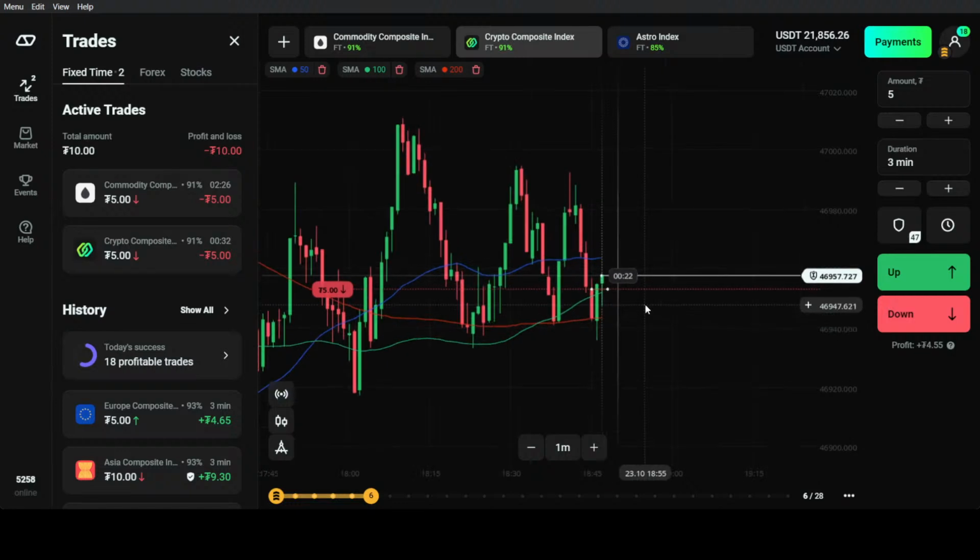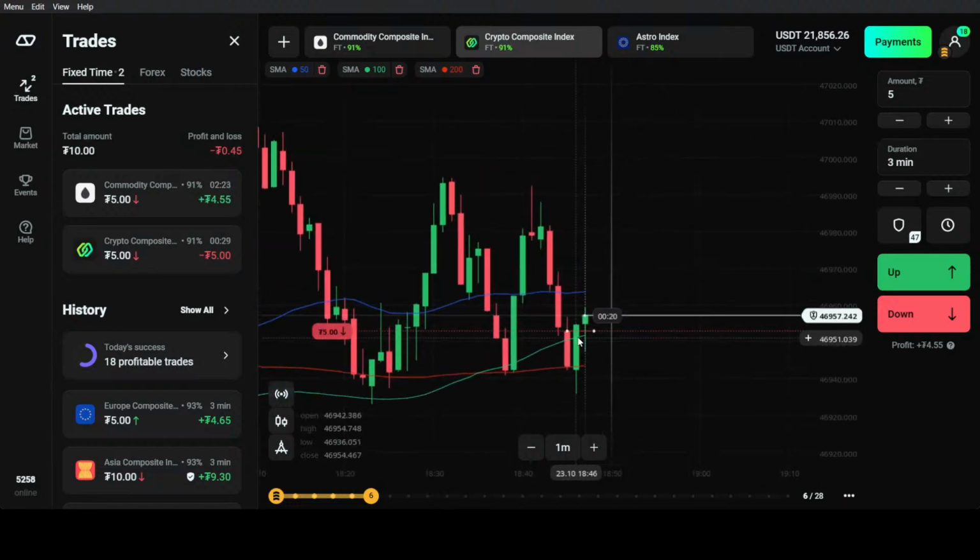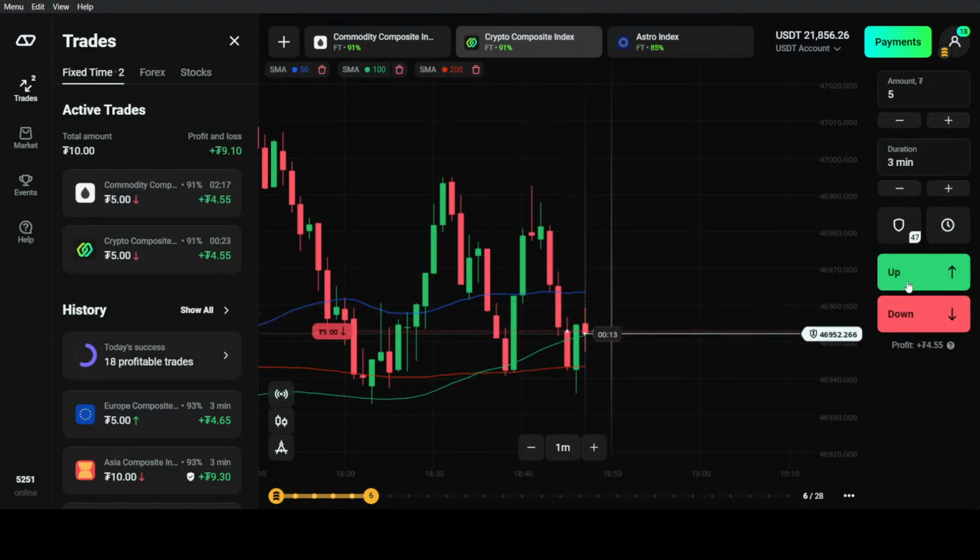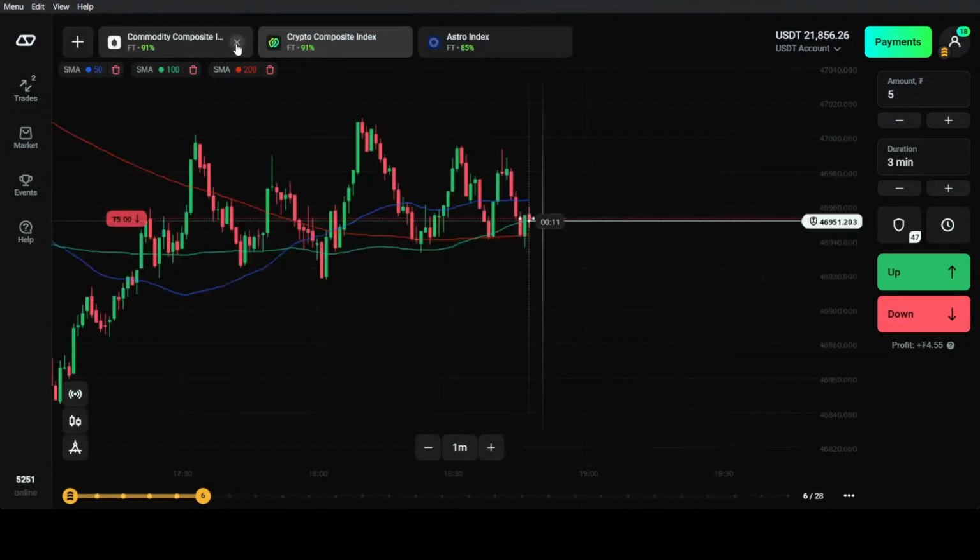Okay, now you see a flip has happened over here and the trade has shifted. So I will be making an up trade if the market does not go in my favor, but I do not need to do that.